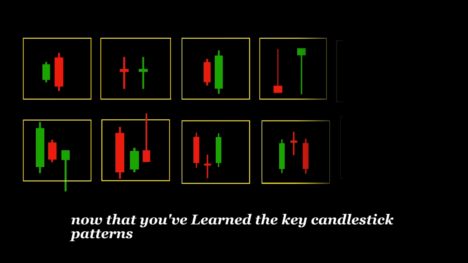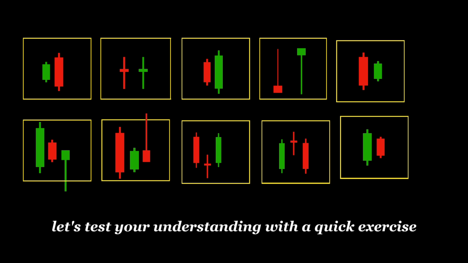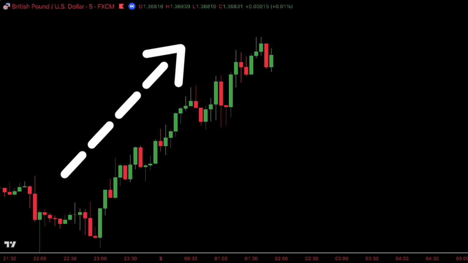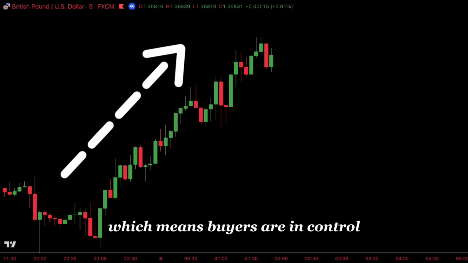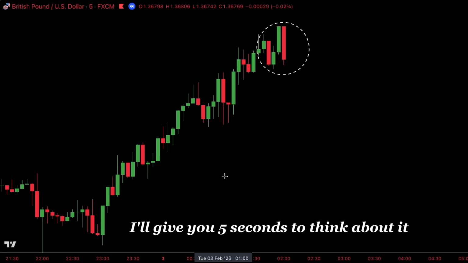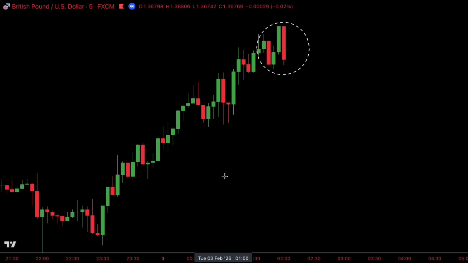Now that you've learned the key candlestick patterns, let's test your understanding with a quick exercise. Look at this chart. The market is clearly trending up, which means buyers are in control, but then this candlestick forms. What do we call it? I'll give you 5 seconds to think about it.